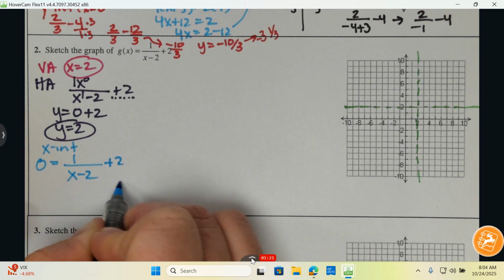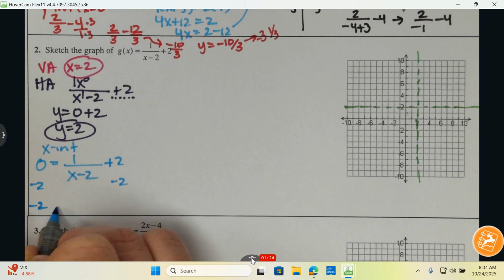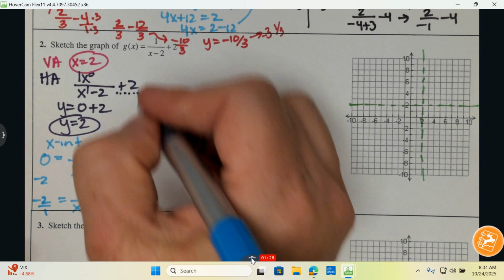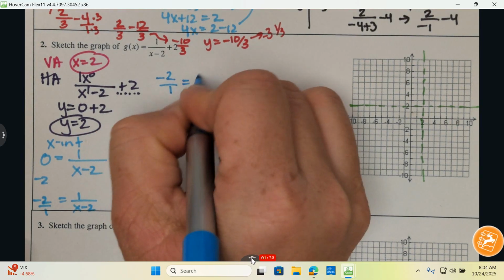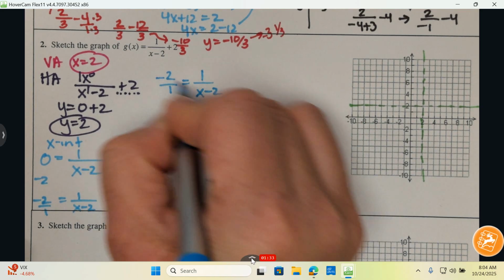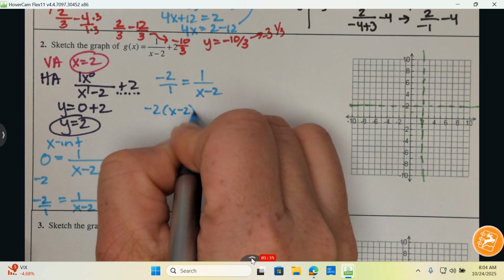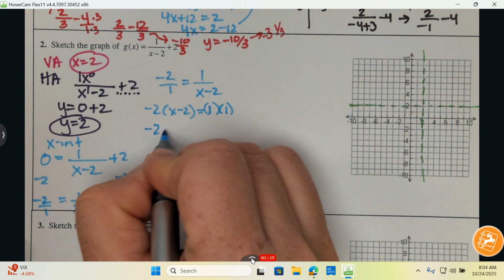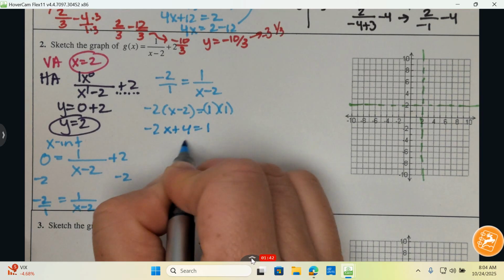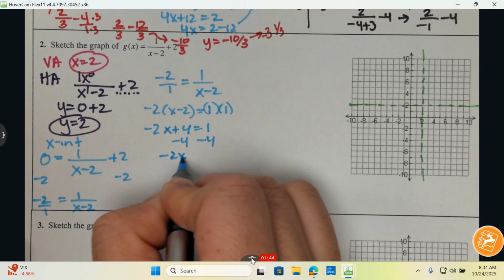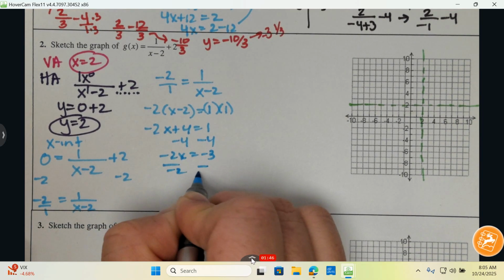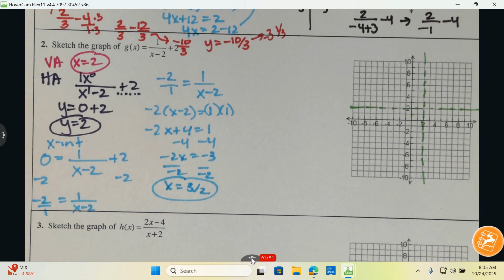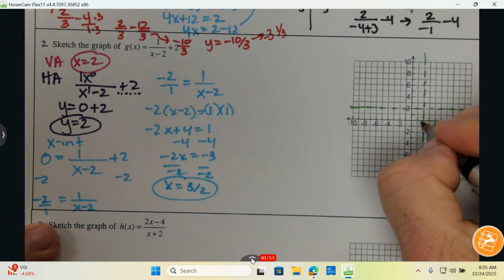I'm going to start by subtracting 2 from both sides, so negative 2 equals 1 over x minus 2. We can always put 1 on the bottom, and then I'm going to move ahead with cross multiplying. So negative 2 times this quantity, and we're going to have 1 times 1. Distribute: negative 2x plus 4 equals 1. Subtract 4 from both sides. Divide by negative 2, and we have x equals a positive 3/2, which is 1.5. So I'm going to go to 1.5, which is right here.